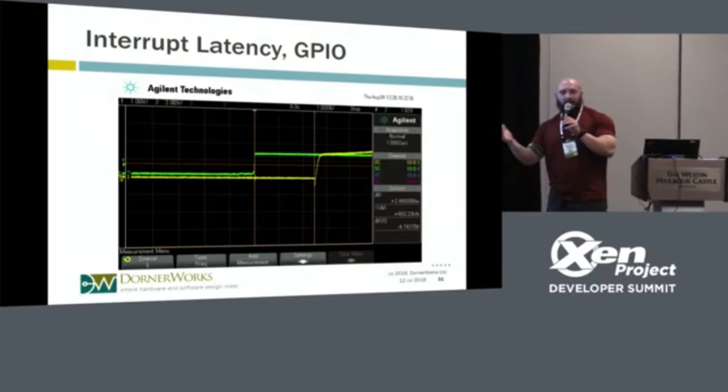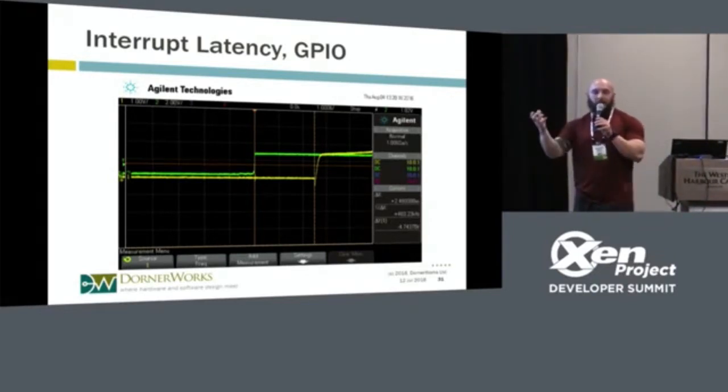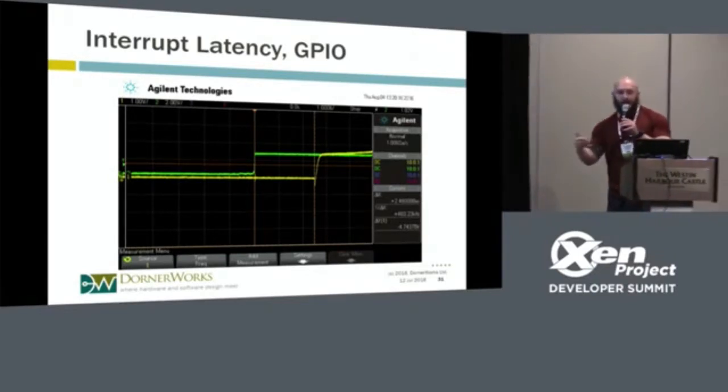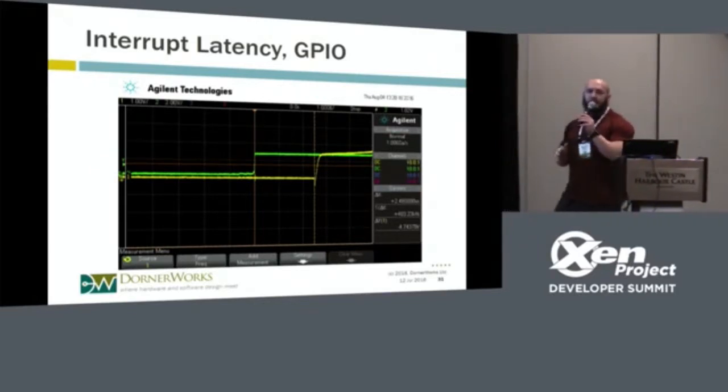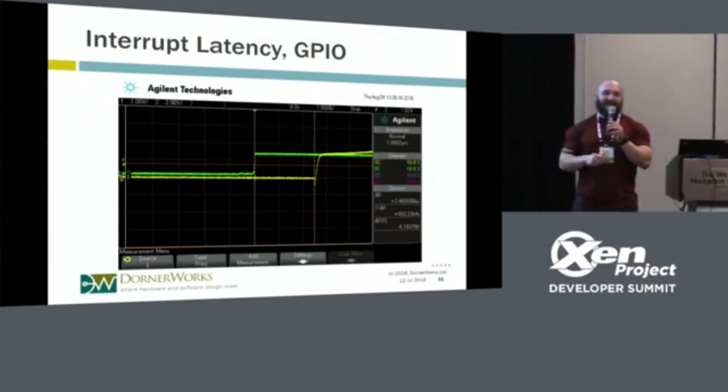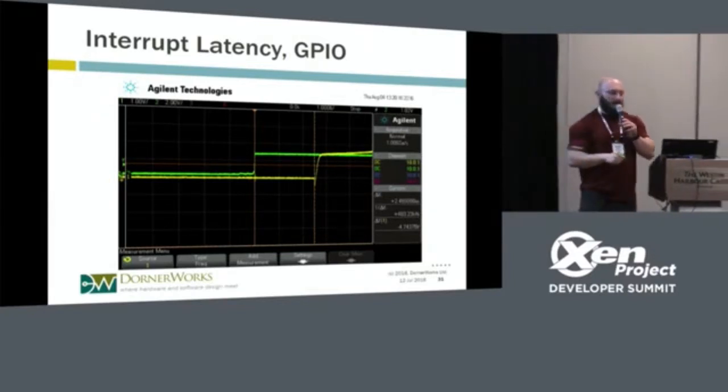So then if you take that, subtract out the native, you're left with just the contribution of Xen, because we've canceled out the native contribution. So that comes to about what we saw before, about 2.3 microseconds is the amount of interrupt latency that Xen itself is providing into the system.